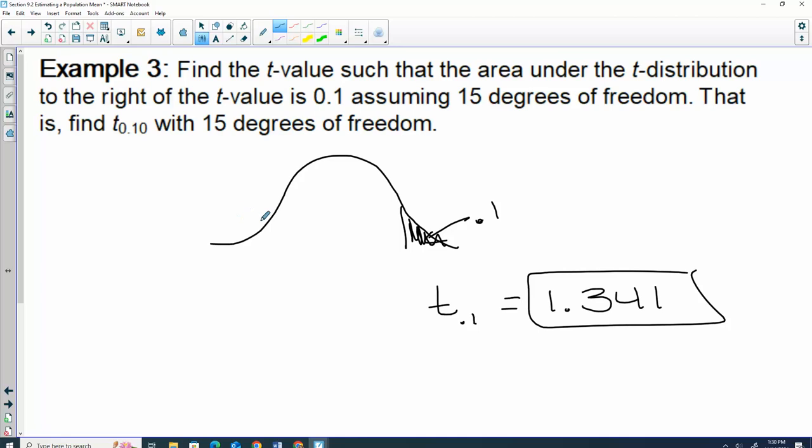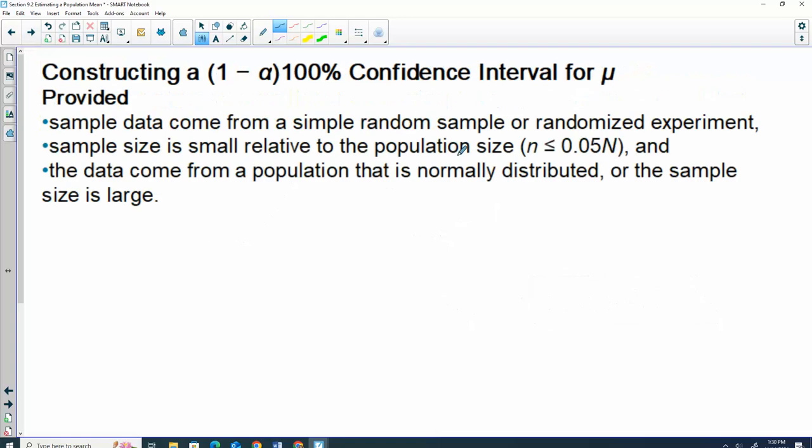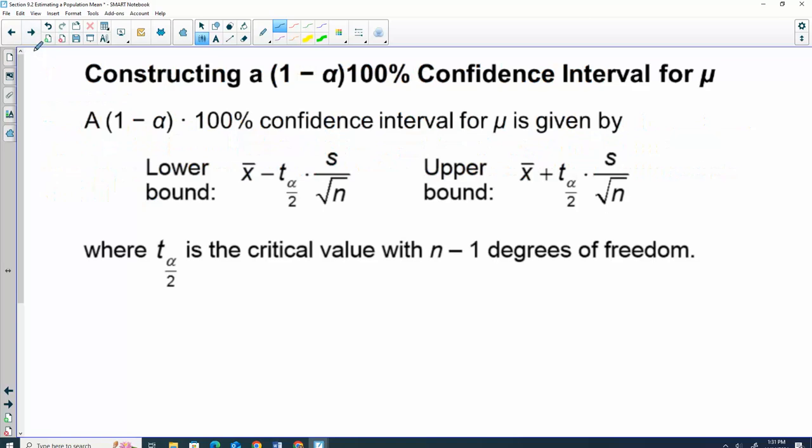So the confidence interval for this, the requirements, I'm not going to focus on the criteria too much with this. We have to have a simple random sample, less than 5%, so they're independent. The population would need to be normal, or we would have to have a very big sample. But we're not going to focus on the criteria too much. We just want to talk about how to set up that confidence interval.